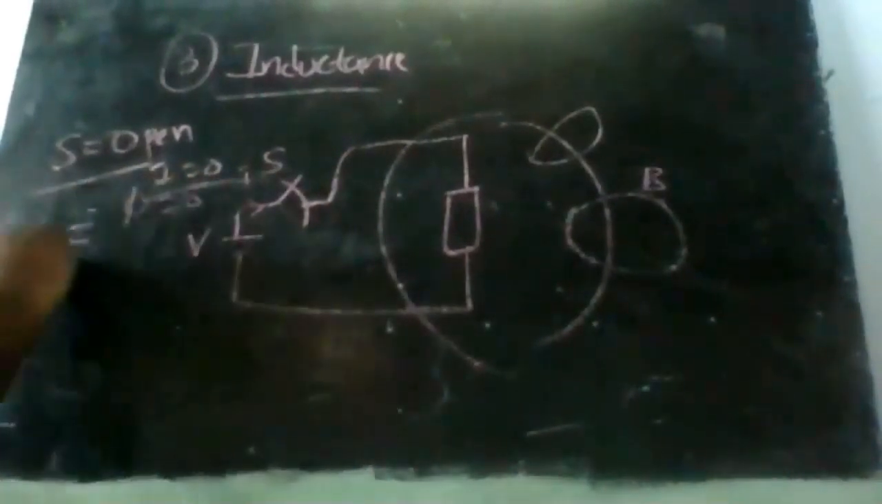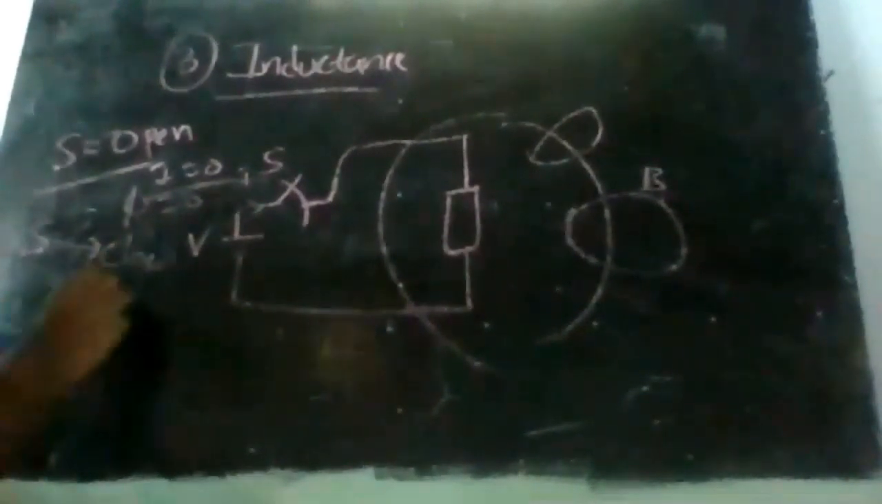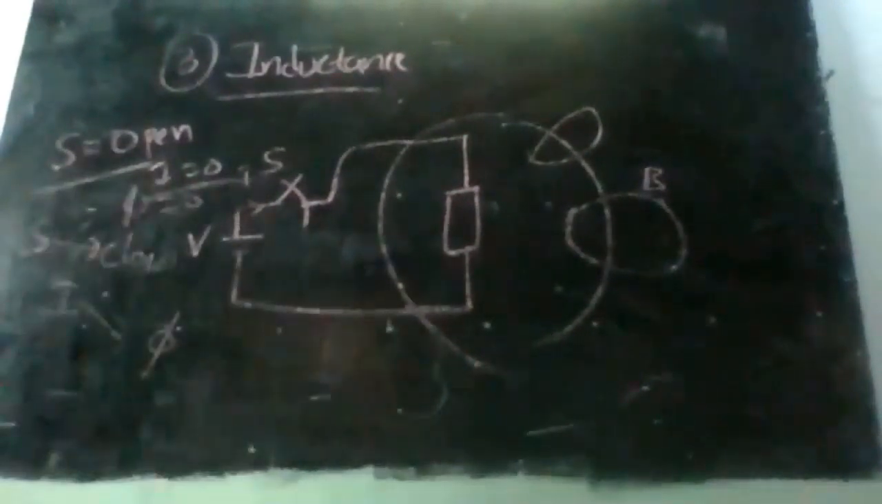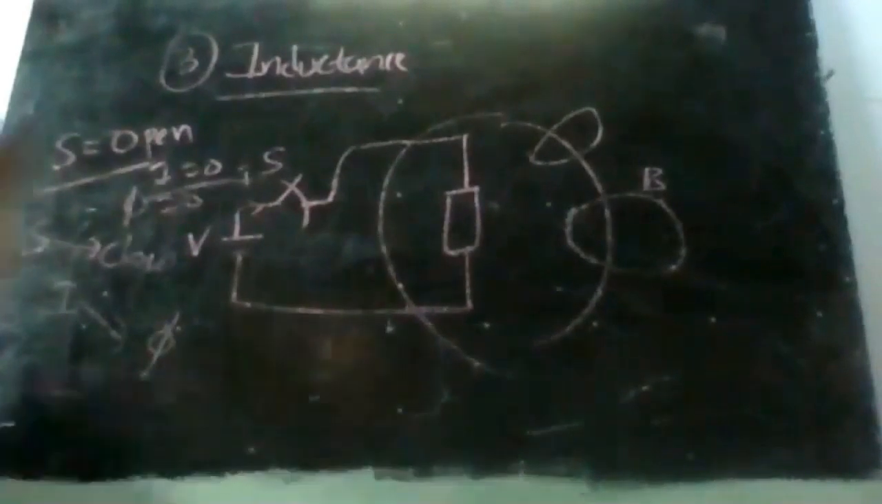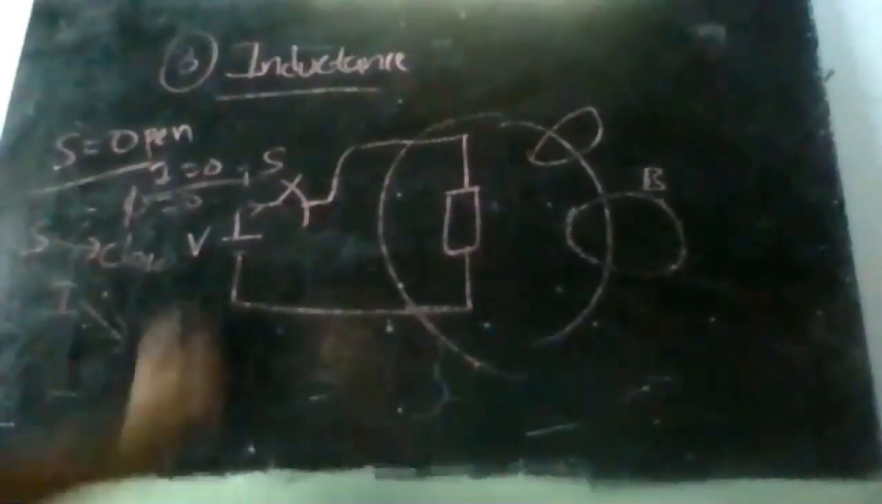Now, when S is closed, the current will pass through the coil. Because of that, flux phi will be produced. That means a magnetic field will be generated. So whenever I open it and close it, there is a change in the flux.